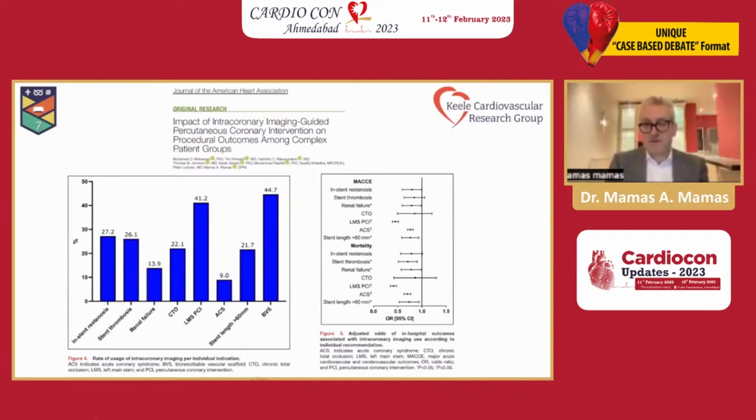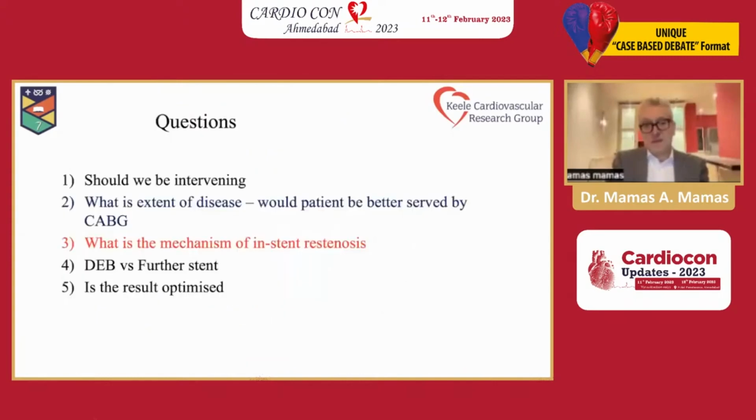This is some data published from the UK, from my group, looking at outcomes with complex PCI. As you can see, rather surprisingly, in the United Kingdom, only a third of in-stent restenosis cases have intravascular imaging. But you can see that for MACE, there is a reduction in in-stent restenosis of the odds by about 20 to 30% associated with intravascular imaging use, and a trend towards improved mortality as well, which was not significant. So certainly using imaging, whether IVUS or OCT, is associated with better outcomes in such cases.